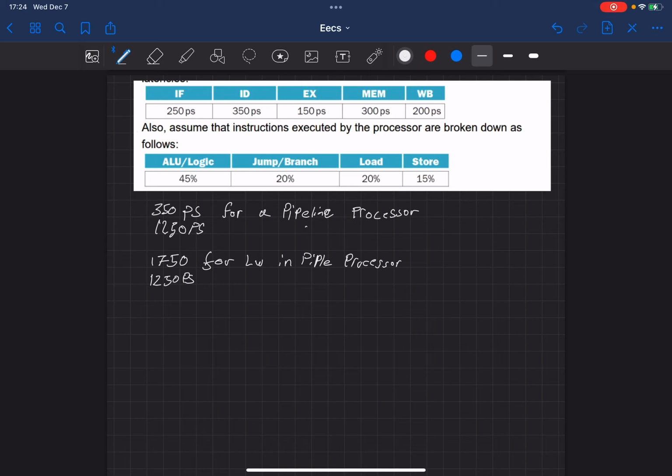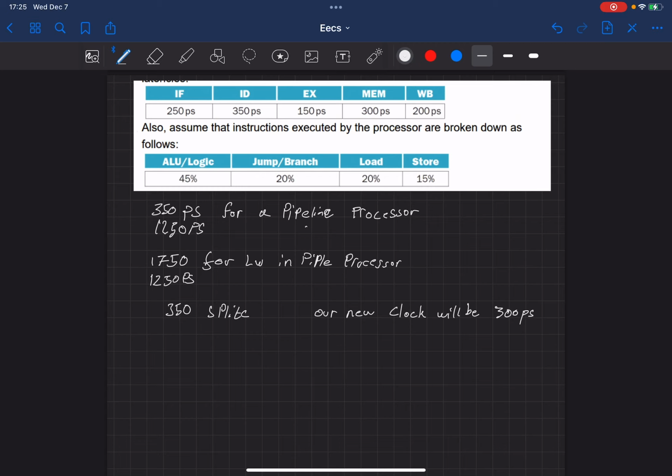Why? Because it's always the longest stage, or the longest allocated time to a stage. That is our clock time. Why? Because once again, we have to allow enough time for the other stages for their computation to happen within the pipeline. So because of that, we're going to take the 350 and we'll split that. And our new clock will be 300 picoseconds. Great.